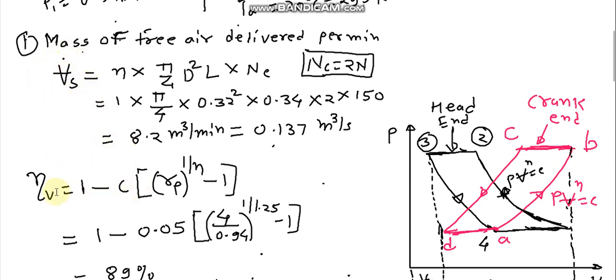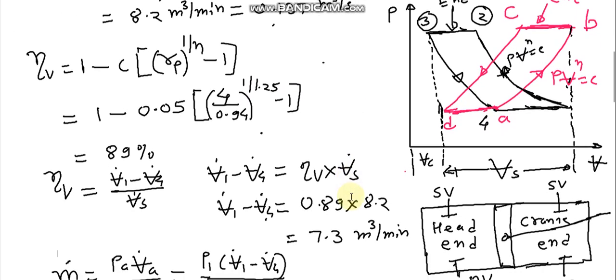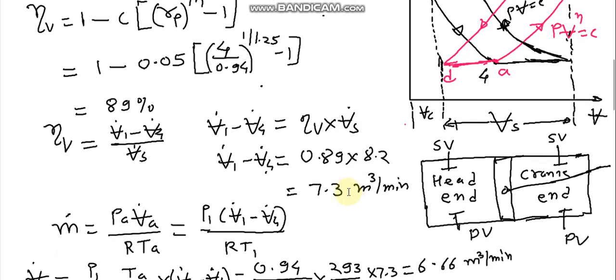Then find the volumetric efficiency: 1 minus C times Rp raised to 1 by n minus 1. The pressure ratio is given, P2 is 4, suction pressure P1 is 0.94, and the value of C is given. We find the volumetric efficiency is 89%. And what is volumetric efficiency? It is V1 minus V4, the actual volume of air taken inside the cylinder, divided by the swept volume.